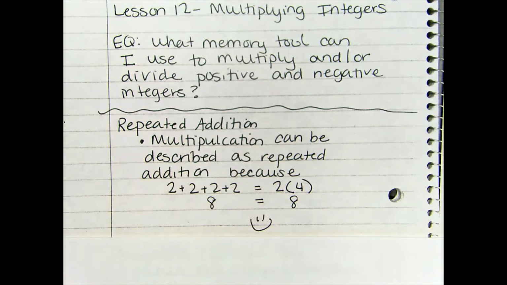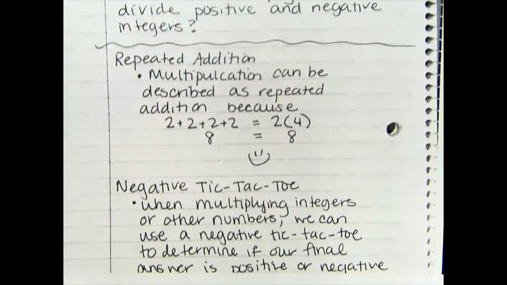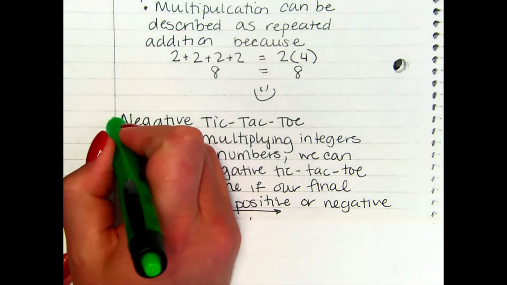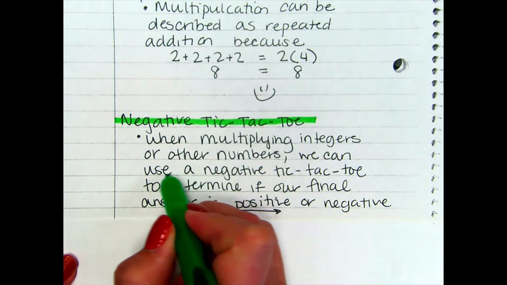Okay. Now the memory tool that I am going to suggest that you guys use is something called the Negative Tic Tac Toe. Now the Negative Tic Tac Toe is literally just that. It is a tic-tac-toe with some strategic placement or some very specific placement of positive and negative signs. So when we multiply integers or other numbers, we can use a negative tic-tac-toe to determine if our final answer will be positive or negative.